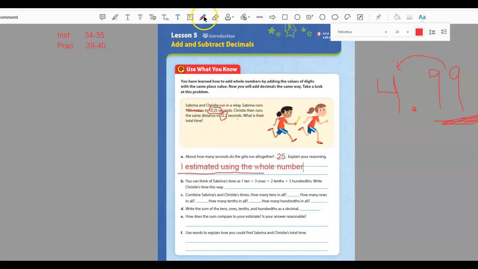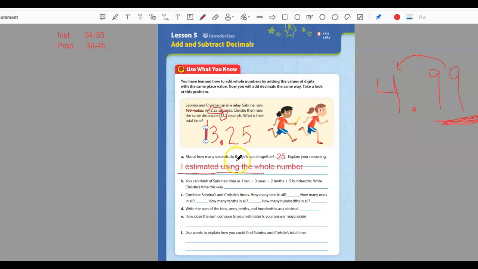So then it wants you to now look at this number, 13 and 25 hundredths. Okay, so it's going to break it down. It says that Sabrina had a 10, which is right there. She had one 10.